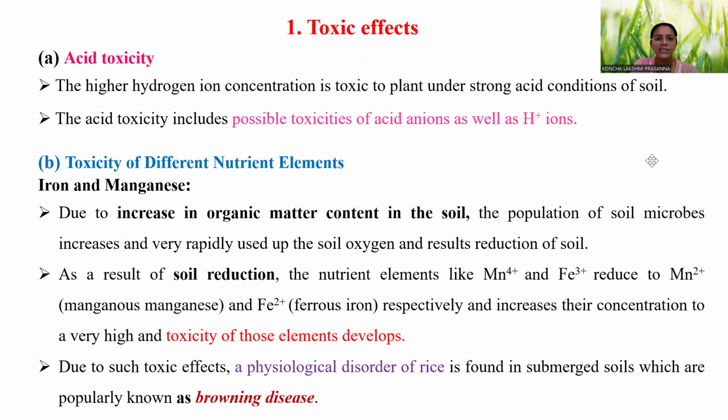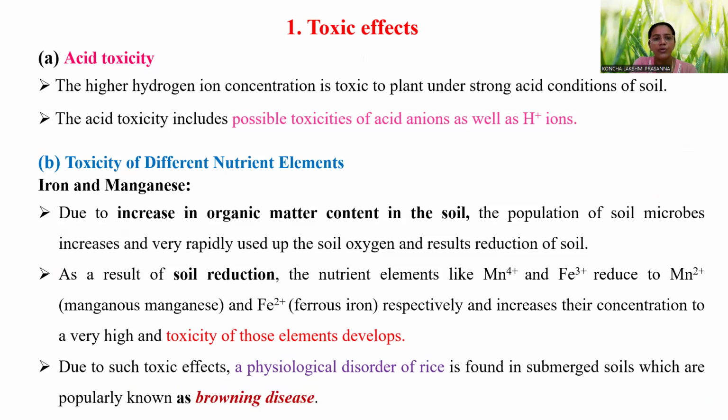Next is the acid toxicity. First are the toxic effects, and first is the acid toxicity. Generally, acid toxicity results from the release of H plus and aluminum ions, as these ions are more soluble at lower pH. That is why there is more release of H plus, aluminum and iron ions. The release of these ions at high concentration leads to toxicity of those particular elements. Next is the iron and manganese toxicity.